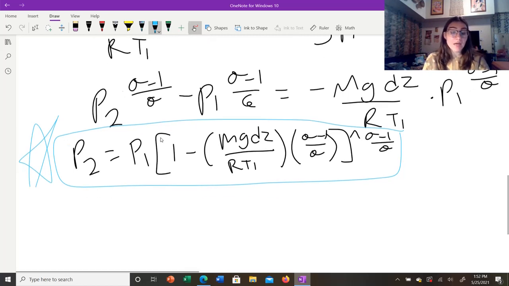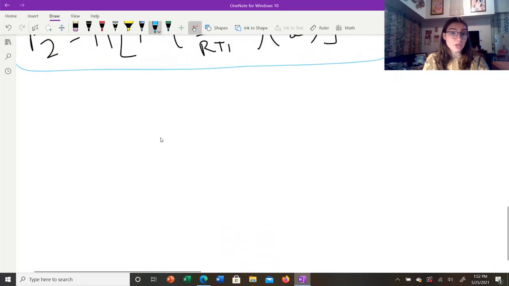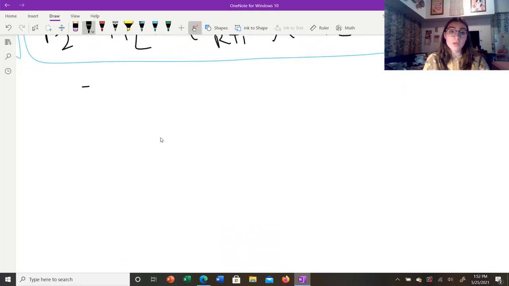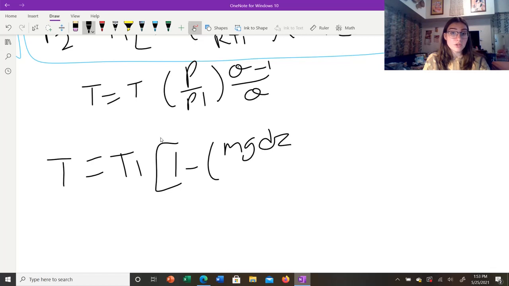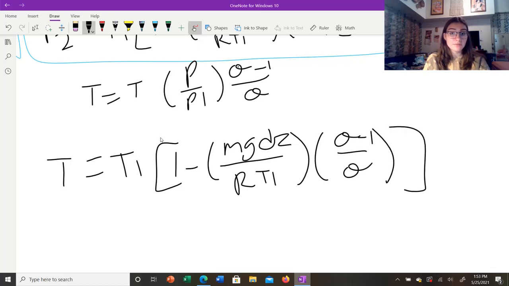We're almost done. We have the equation for the pressure. Now we just need the equation for the temperature. We're going to plug this in with one of the equations we found before, where T equals T1 times P over P1 to the (gamma minus 1) over gamma. Same thing we've got going on, and we're just going to plug it in. So our T is going to equal T1 times (1 minus mg delta z over R T1), to the (gamma minus 1) over gamma. This is going to be our final equation for the temperature.